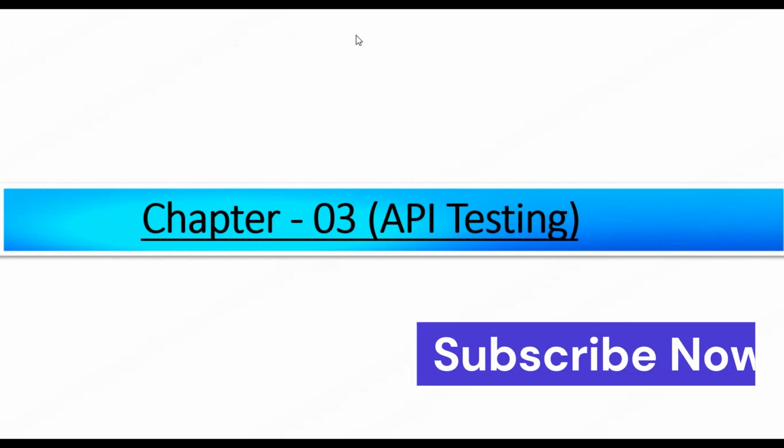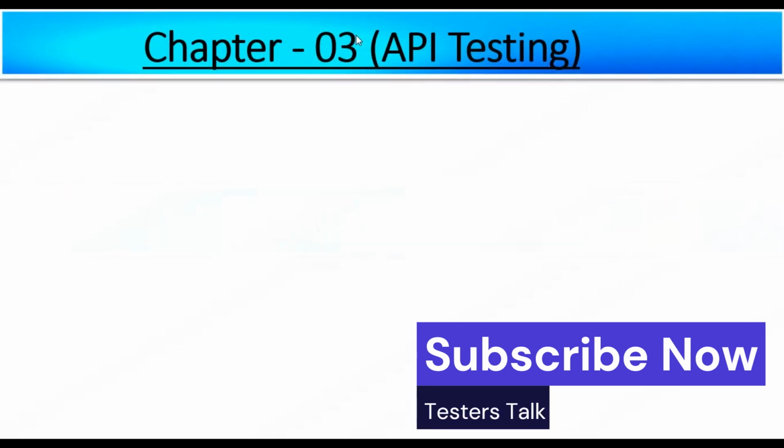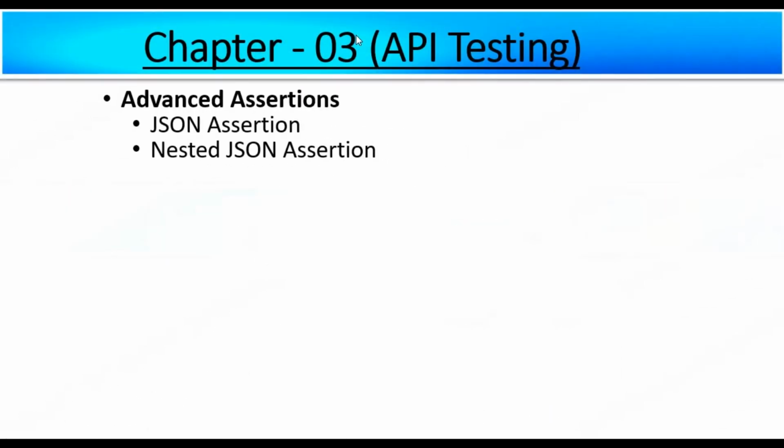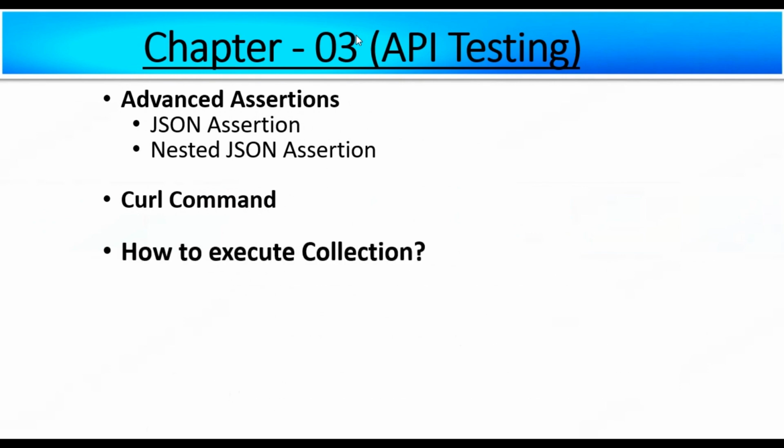In this chapter 3 of the API testing tutorial, I will discuss firstly how to use the advanced assertions, that is nothing but how to assert a specific key value in the JSON object and how to work with the nested JSON objects. Then next I will discuss how to use the curl command. Especially this curl command will save us a lot of time when we are communicating between the testing team and the development team. Then next I will discuss how to execute the collections.